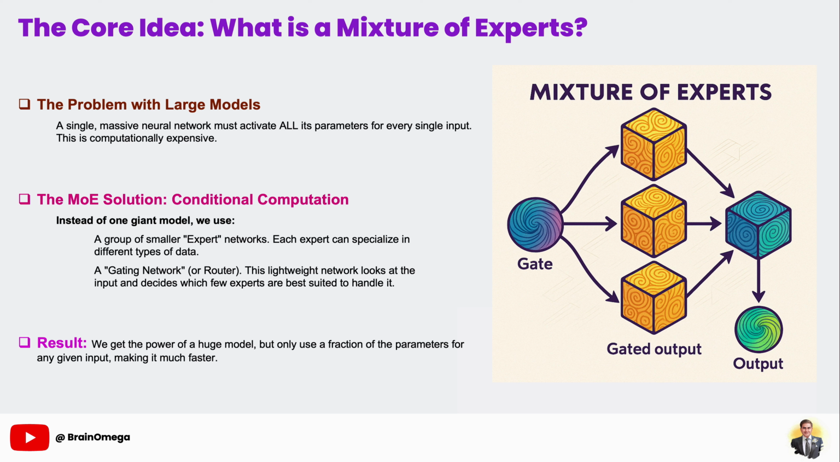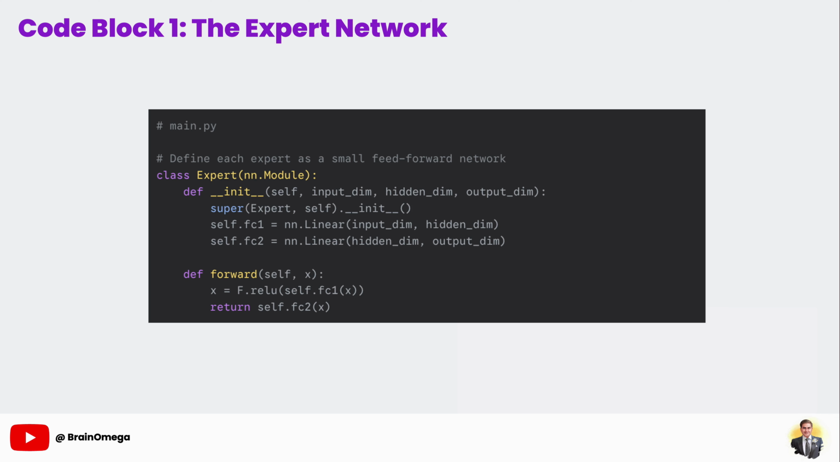For each input, the gating network quickly examines it and says, "Okay, for this specific data, I'm going to activate expert 1 and expert 4. The rest can stay dormant." This is called conditional computation. We get the representational power of a massive model, but only pay the computational cost of a much smaller one for each forward pass. This is the key to scaling models to trillions of parameters, like we see in large language models today. Let's start our code walkthrough with the simplest piece, the expert network itself.